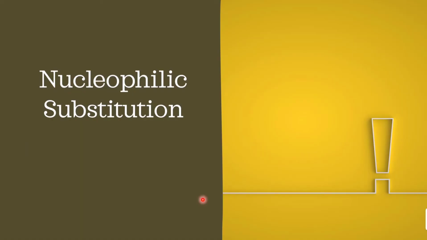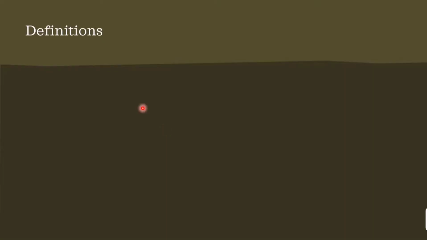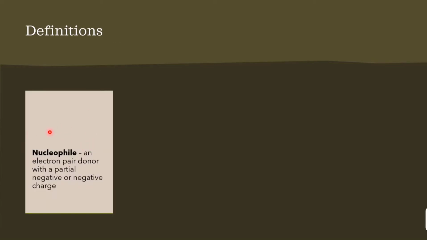So today's video is on nucleophilic substitution. First we're going to have a look at a few key definitions. First is a nucleophile, and a nucleophile is an electron pair donor. So this is a molecule with a partial negative or full negative charge that donates electron pairs.